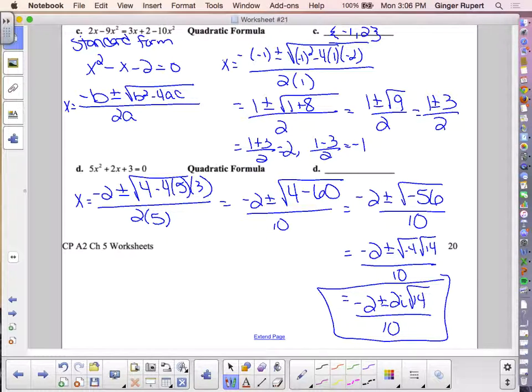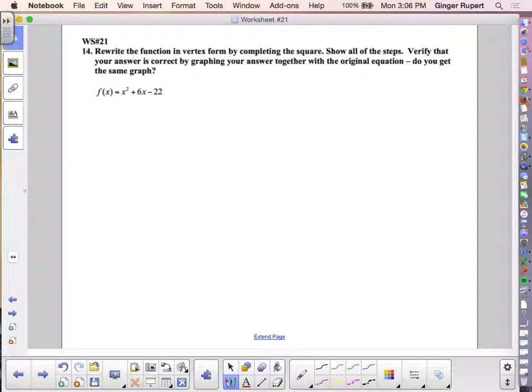We're just going to go ahead and finish the last few problems. I think there are only 2 problems left on this worksheet. Number 14 says rewrite the function in vertex form by completing the square. Show all the steps. Verify that your answer is correct by graphing your answer together with the original equation and see if you get the same thing. So in your graphing calculator, after you complete the square, whatever answer you get, put that in your graphing calculator along with the original function and see if you get the same graph.